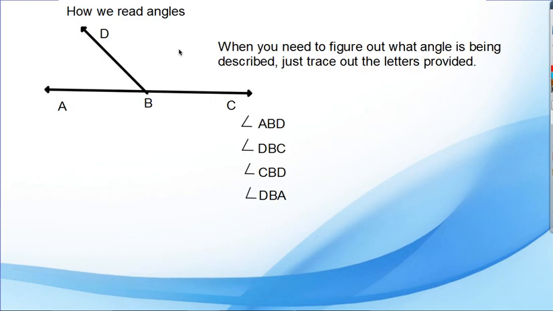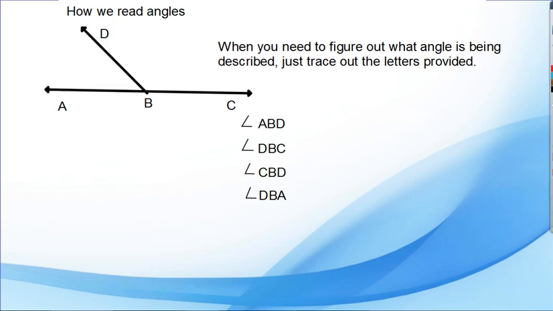Okay. Now, we need to know how to read angles. When we read angles, we just need to figure out what angle is being described. Just trace out the letters provided. So this says angle ABD. What you're going to do is start where A is, trace to B, and go up to D. So ABD talks about this one right here.